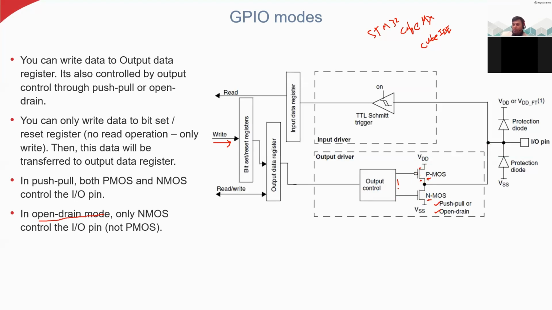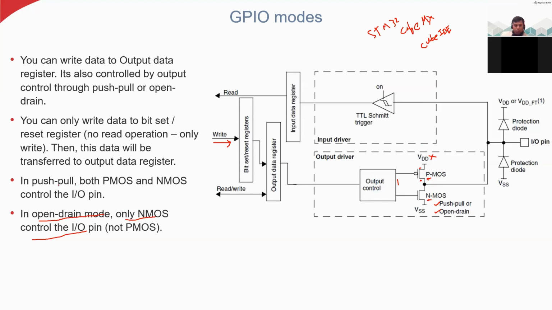Whenever we get 1, then we turn on this NMOS. If we get 0, then this NMOS is off. We are not doing anything with this PMOS. It means we are not using this VDD for anything here. So this is the meaning of open drain mode. Open drain mode means only the NMOS controls the IO pin. That is called open drain mode because we keep this open.